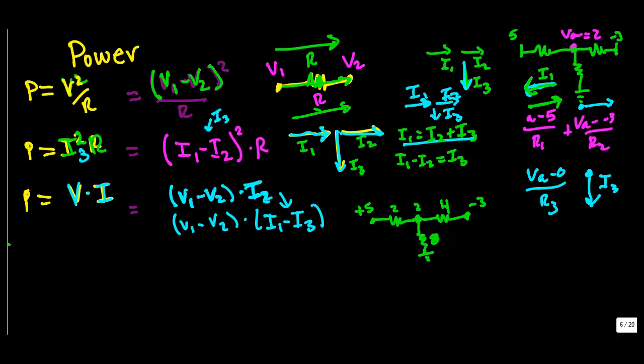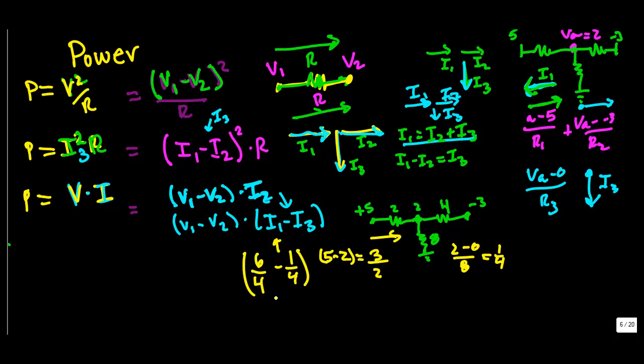So we can say, alright, what was I1? We said I1 was going in this direction, so it's 5 minus 2, the voltage difference, over 2, which is 3 halves. So our current was 3 halves at this point. And then you've got minus I3, and in our case I3 is going down. We had 2 volts minus 0 volts over 8 ohms, which is equal to a quarter. So 1/4, and then I'll switch out the 3 halves, which is 6/4, and we get 5/4 here.